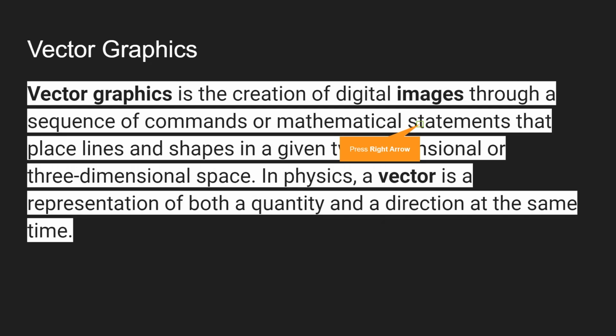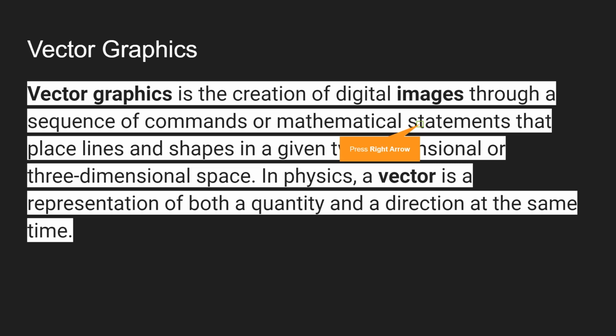A vector graphic is different in that, again, I'll read the definition, then I'll summarize. Vector graphic is the creation of a digital image through a sequence of commands or mathematical statements that place lines and shapes in a given two-dimensional or three-dimensional space. In physics, a vector is a representation of both quantity and a direction at the same time.